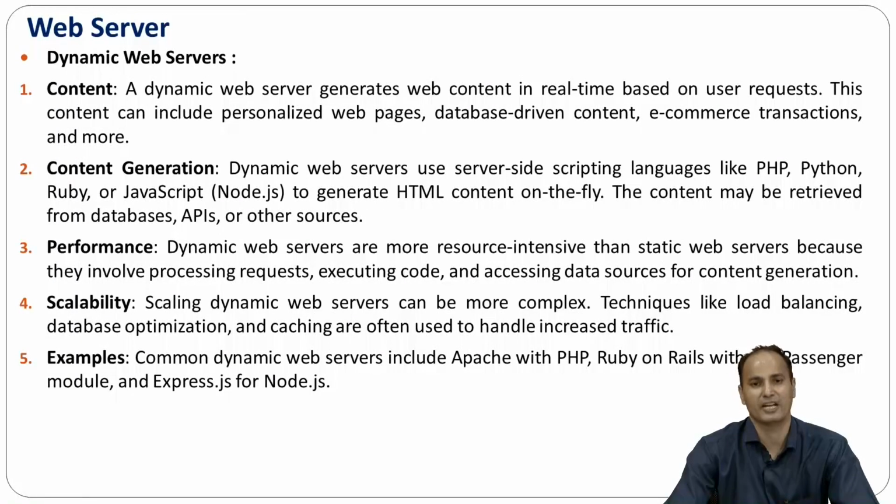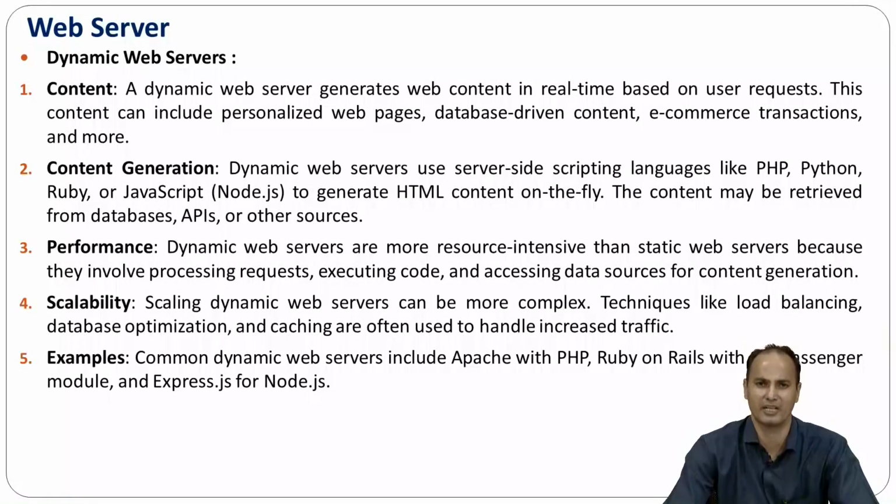Content generation. Dynamic web servers use server-side scripts, as we dealt with, like PHP, Python, Ruby or JavaScript, that is Node.js, to generate HTML content on the fly. The content may be retrieved from databases, APIs or other sources. With respect to performance, compared to static web servers, dynamic web servers have a downgrade, as they require dynamic construction of the web pages based on the user's request. The performance gets slight degradation compared to static web servers.